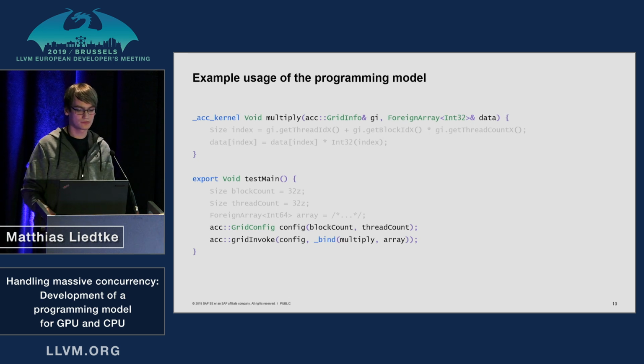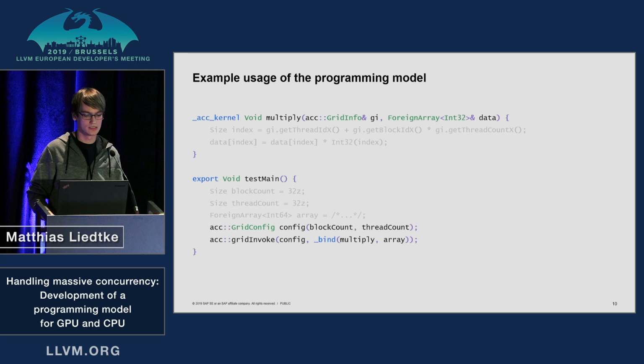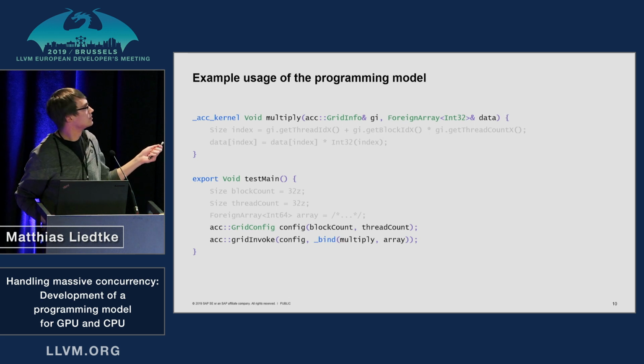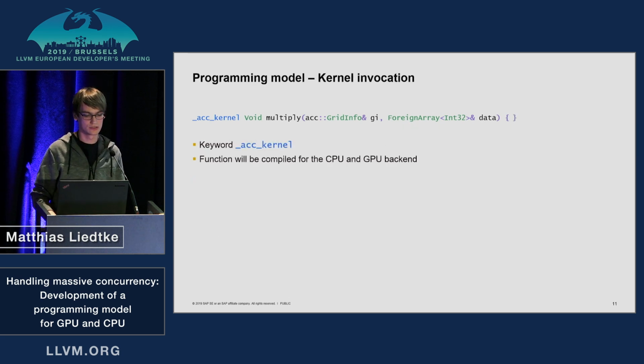And so what you can see here is that at the top we define a kernel function. In this case, the kernel function, multiply, just multiplies data. And below you have the invocation. The invocation is just a grid invoke, we call it. And yeah, we'll take a short, more detailed look into it.